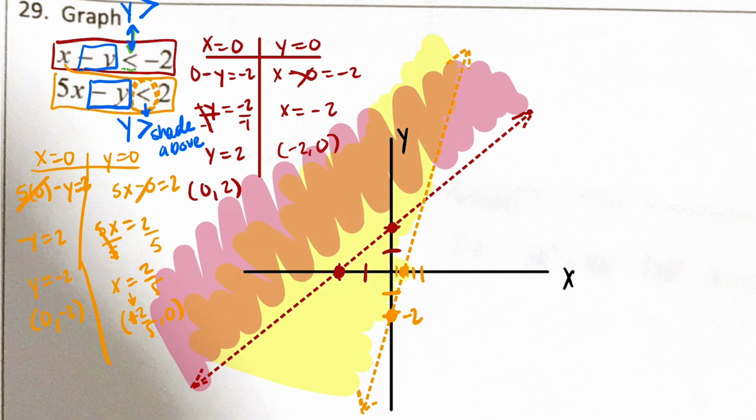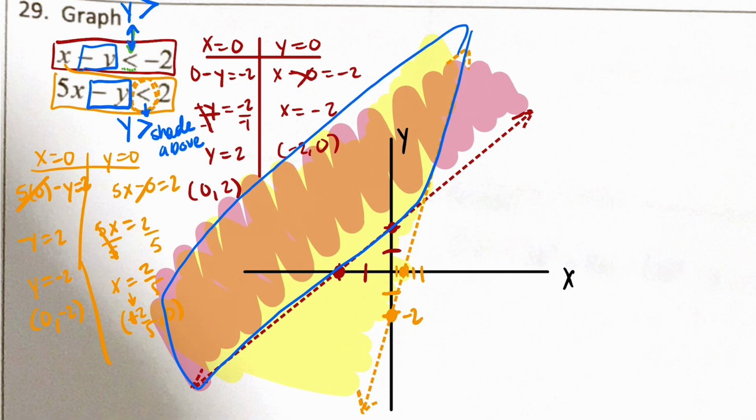So now where do my shadings overlap? They overlap in this area here. So this is what we call our solution set. And that is how you graph your standard form inequalities.